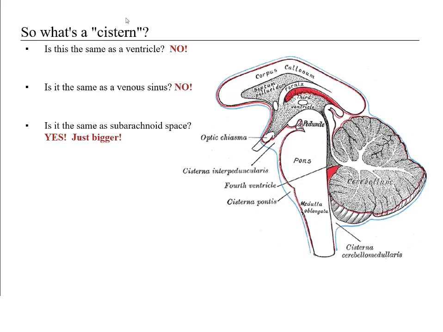Because you'll hear this term cistern. Is this the same as a ventricle? No. Is this the same as a venous sinus? No. This is another space, and it's an enlargement of the subarachnoid space. So yes, it is the same as a subarachnoid space, it's just bigger.